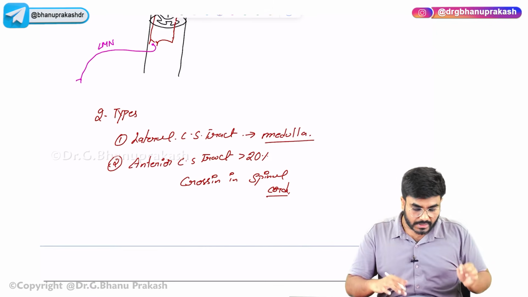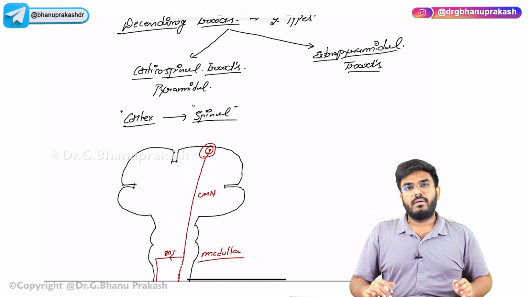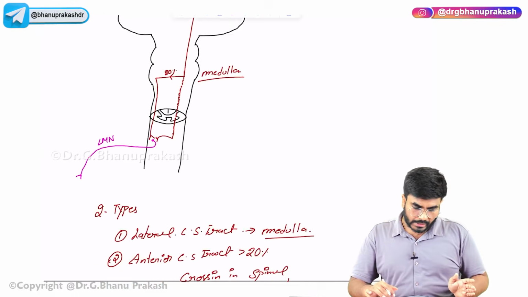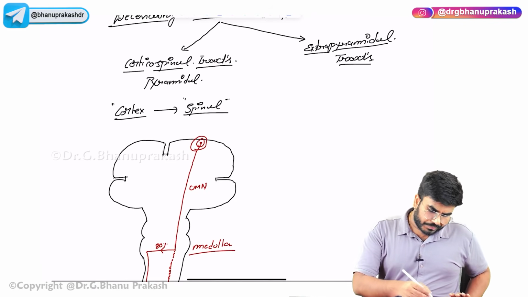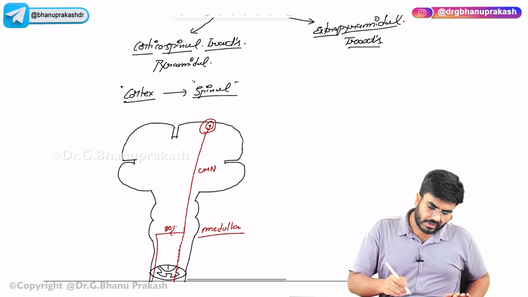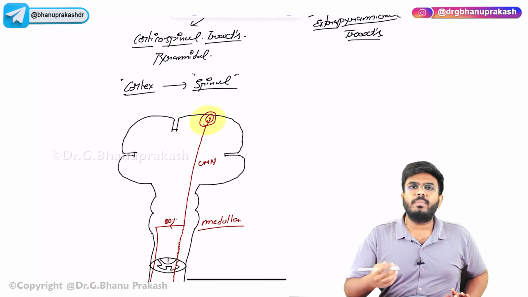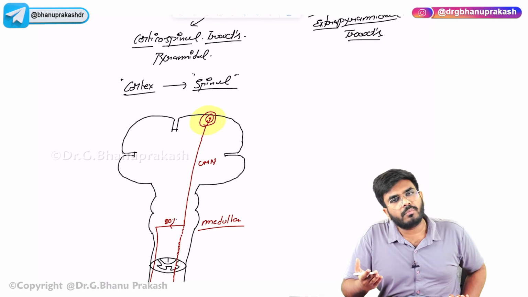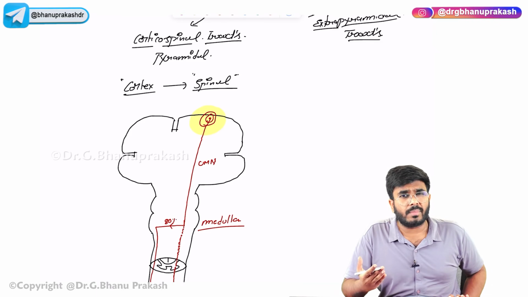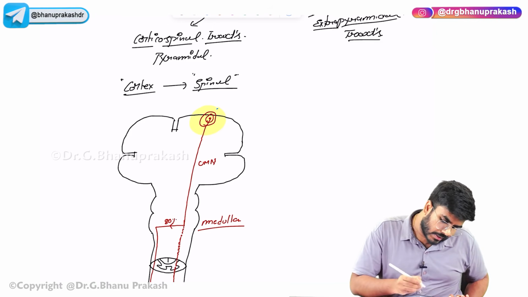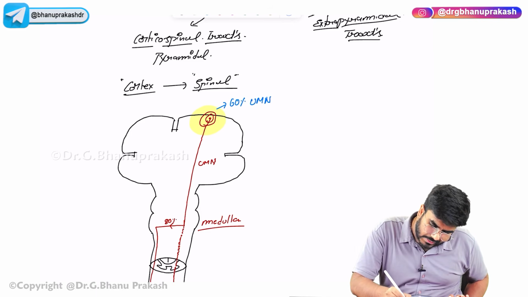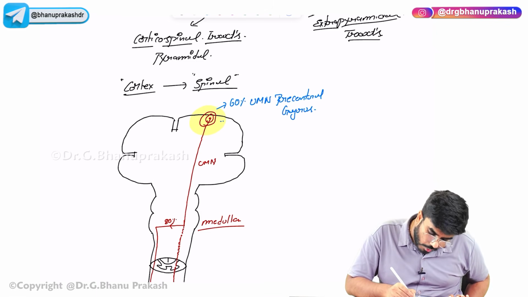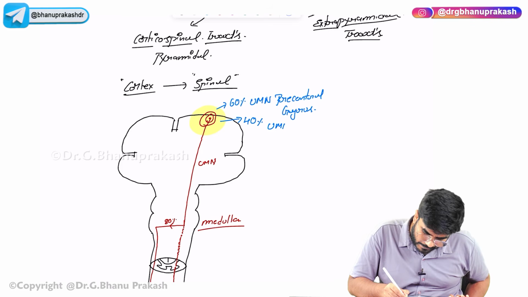So how many types of corticospinal tracts are there? Simple. There are two types: lateral corticospinal and anterior corticospinal. Here I have shown you lateral corticospinal and anterior corticospinal. Now, look, these upper motor neurons, from where are they arising? They should be arising from the motor cortex, right? The upper motor neurons arise from the precentral gyrus, the motor cortex. But remember, 60% of upper motor neurons arise from the precentral gyrus. But 40% of upper motor neurons arise from the postcentral gyrus.